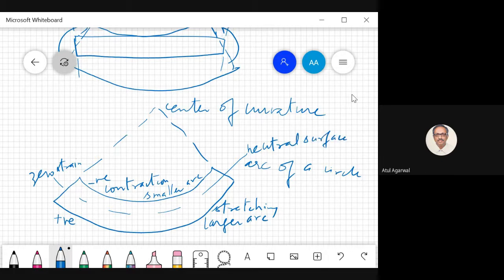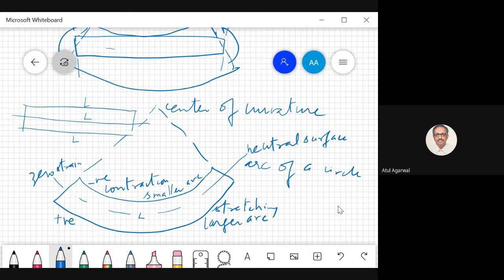So fibers on this surface will not have any change in length. So they will retain their original length. You see, what was the original length of the fiber? You had a straight beam. Your beam was initially straight. The original length of the fiber was L. All fibers were of L length, all longitudinal fibers. So this fiber, which is on the neutral surface, will be of length L.